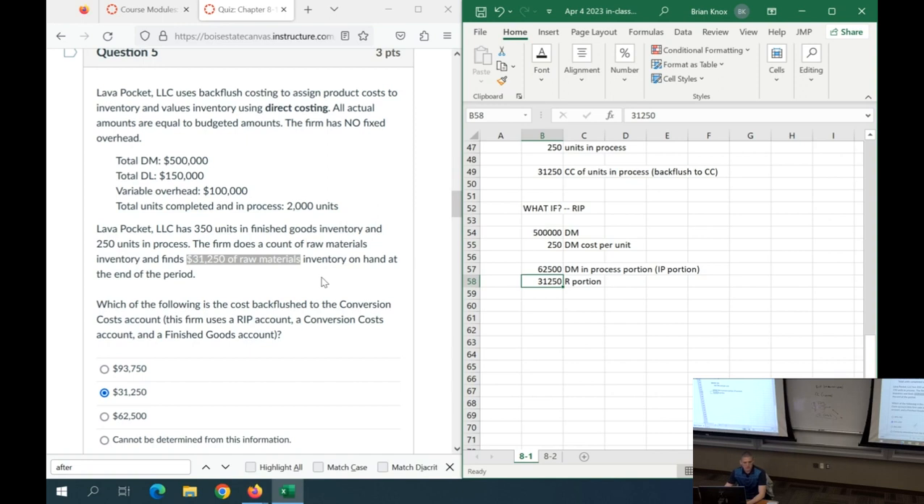Well, my person just said 0 in raw materials. Oh, well then you would just be able to stop right here. Yeah. But if there's something, you add it in, and this is the debit to RIP. Does that work? Yeah. So I'm taking the DM cost per unit times the number of units in process.